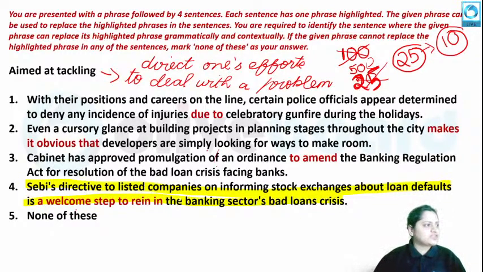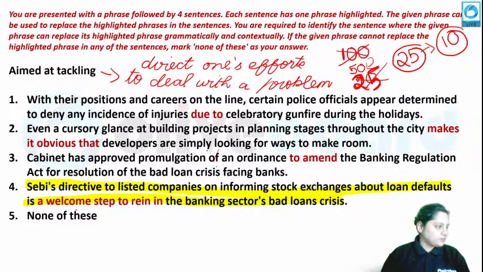First, obviously, guys, you can't say that injuries can be aimed at tackling celebratory gunfire. In B, there is no problem presented. It will not make sense even if we replace the phrase in B. In C, it is said that the cabinet has approved promulgation of an ordinance. So to tackle the banking act will be incorrect. You can't tackle the act.